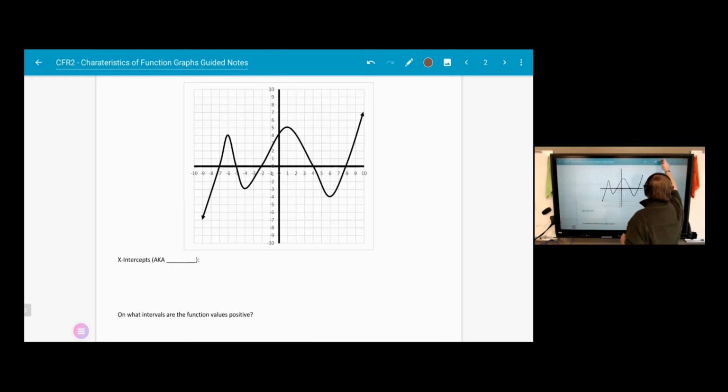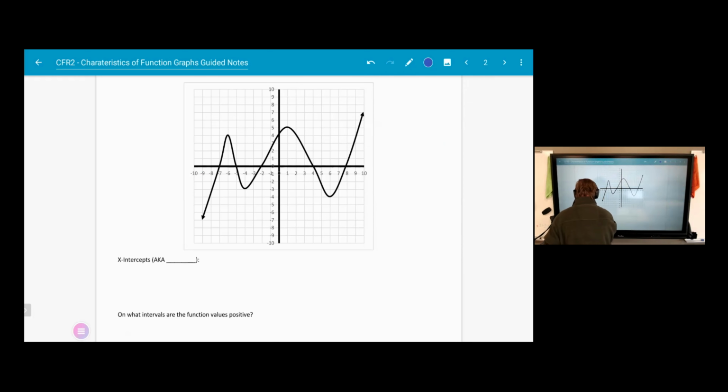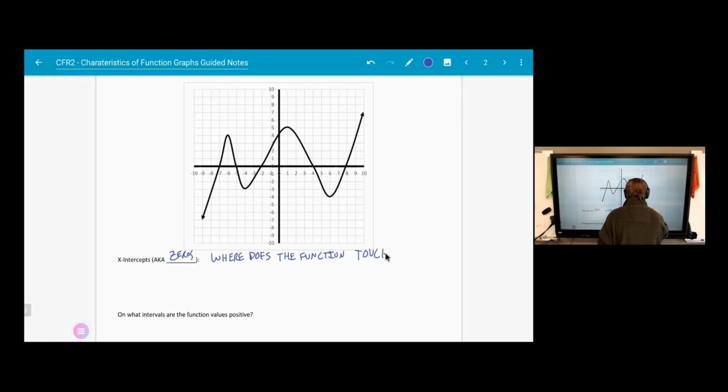The zeros of our function. And it's literally saying, where does the function touch or cross the x-axis? Where does the function touch or cross the x-axis?